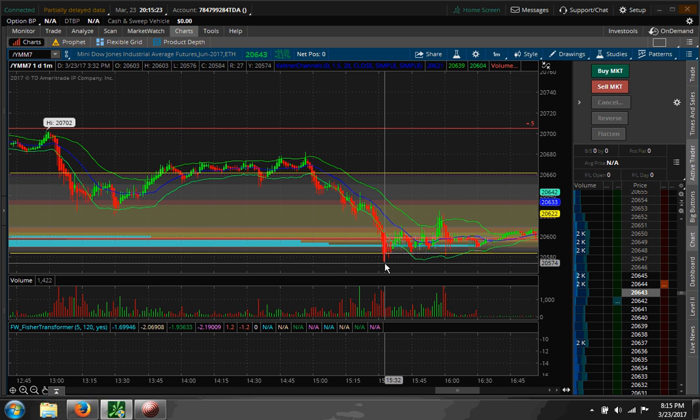Another thing with OTMs, you have to look at time decay. Time decay will kill an OTM. If you don't have that volatility in the market, don't even worry about putting in OTMs. It's not worth it.